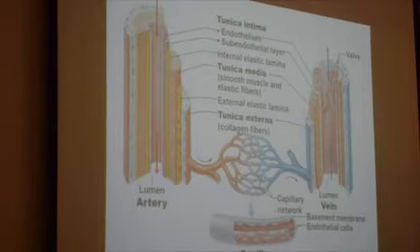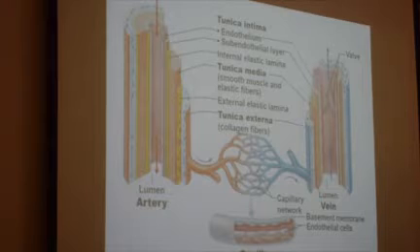And then I have my internal elastic lamina in the artery, which I don't have in my veins. Alright, so can you remind me what kind of epithelium do you have in your vessels? Is it in an artery or a vein?